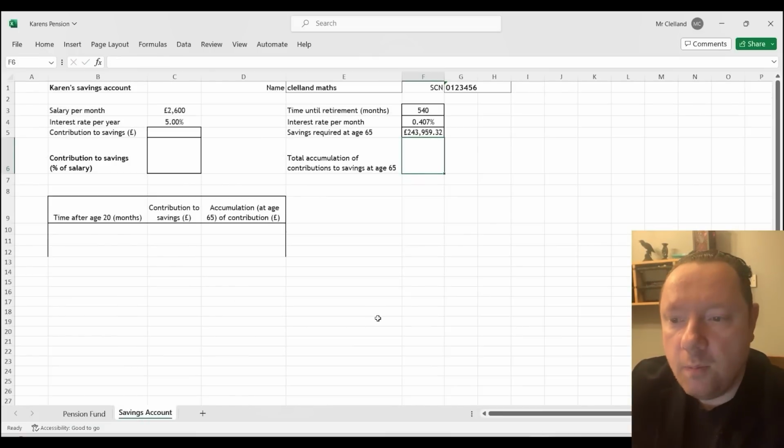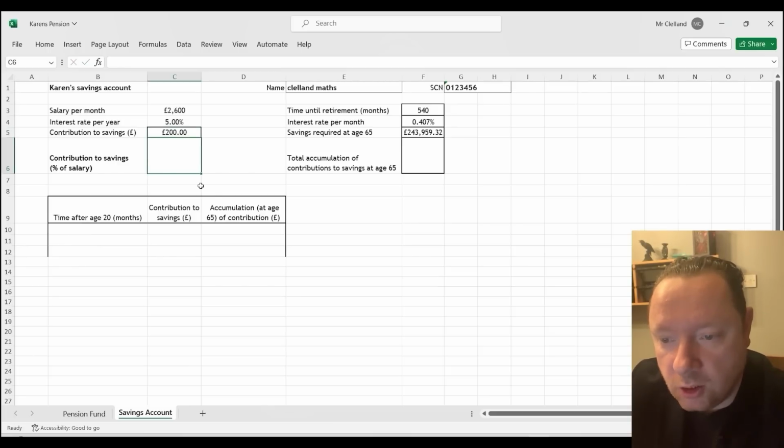So we're trying to work out how much she needs to save to make this number. So we're going to have to use a goal seek for this. So I'm going to put a random number in here. Let's say 200 to start with. We don't know, but we'll just say 200. We'll work out the contributions later.